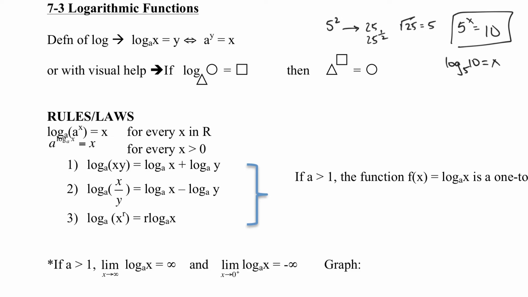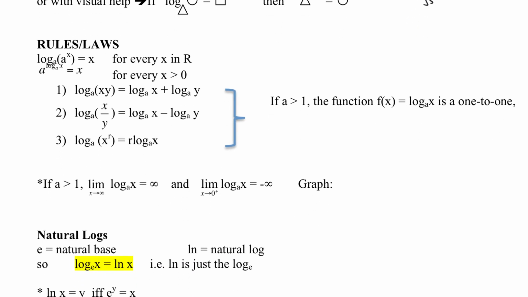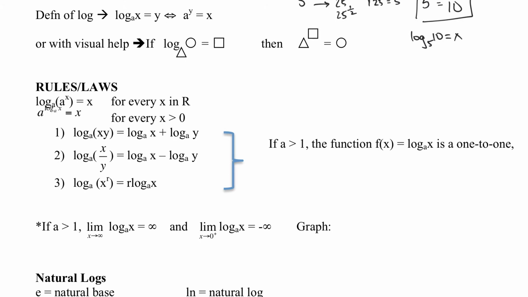Then we have some special rules and laws for logarithms. The first one is: log base a of a to the x is just equal to x. Now, what am I talking about when I say base? In my previous example, I indicated that there's a base. Over here, a is my base. This was my base. This became my base.